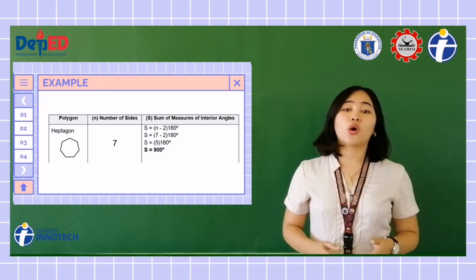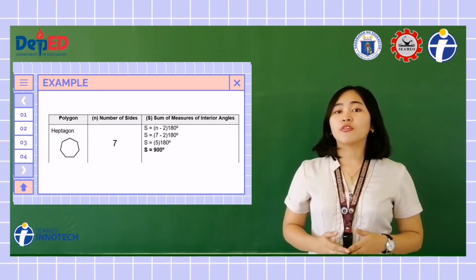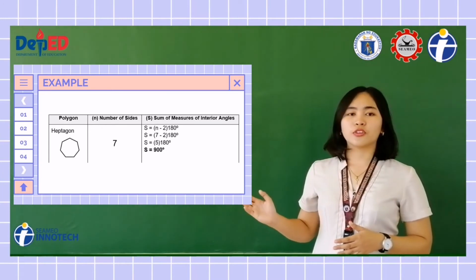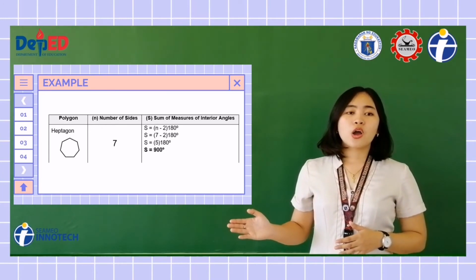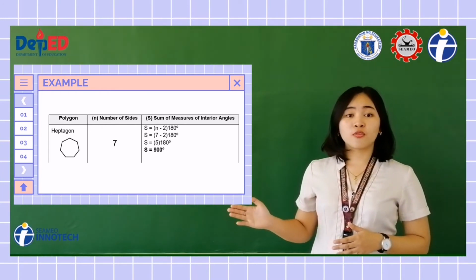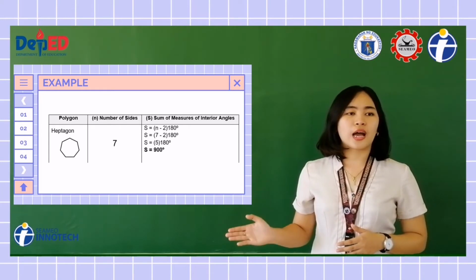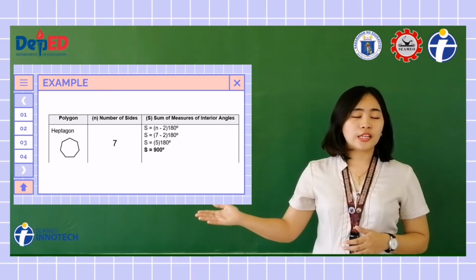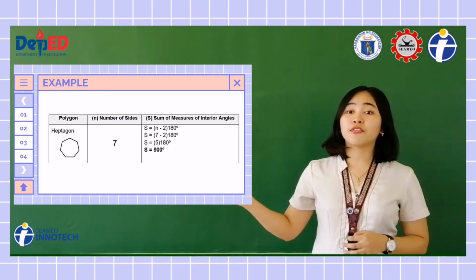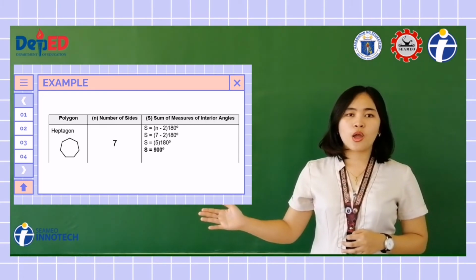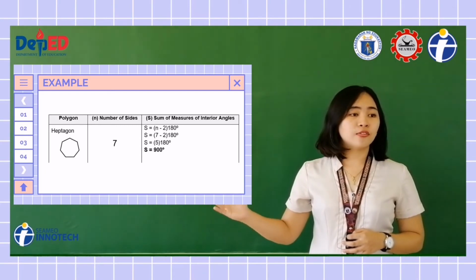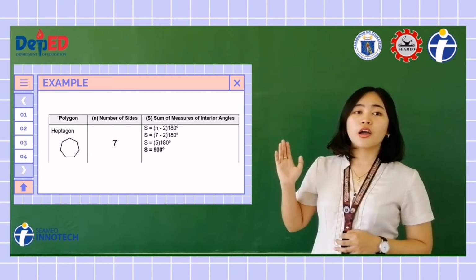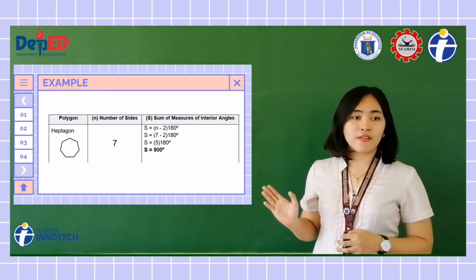You have S is equal to the quantity of n minus 2 multiplied by 180 degrees. Now, n stands for the number of sides. So, go back to our example. We have a heptagon. Now, a heptagon has 7 sides. So, you have to substitute the value of n by 7.